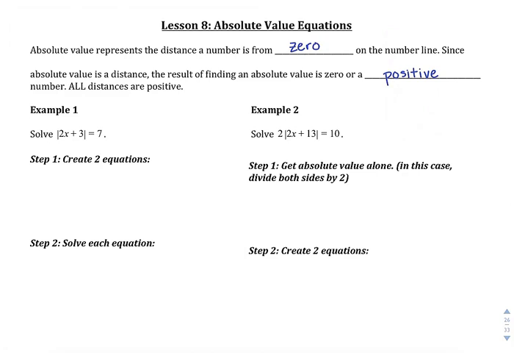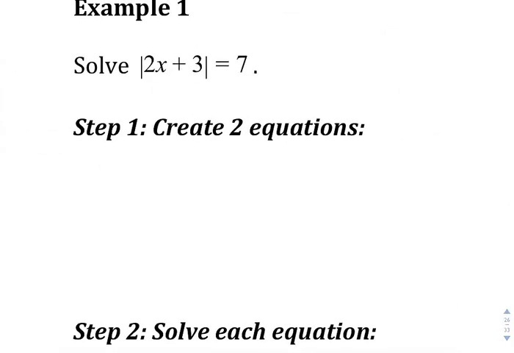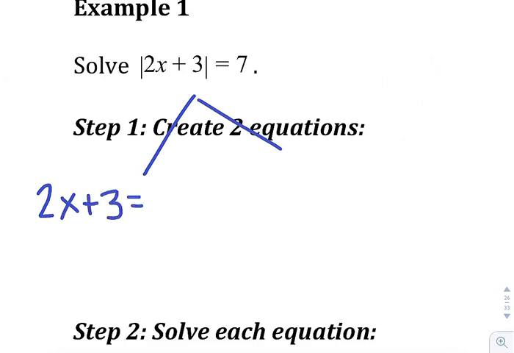so for your first example, the absolute value of 2x plus 3 equals 7, that expression 2x plus 3 could be positive 7 or negative 7 when you pull it out of there for it to be positive. So that's always going to be the first step, creating 2 equations. 2x plus 3 could be 7, or 2x plus 3 could equal -7.